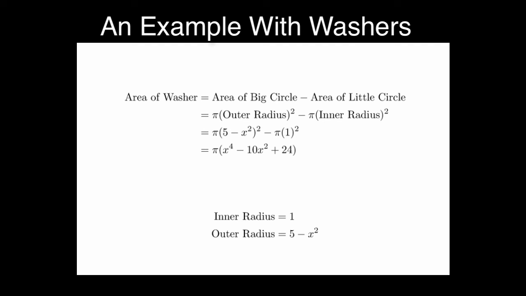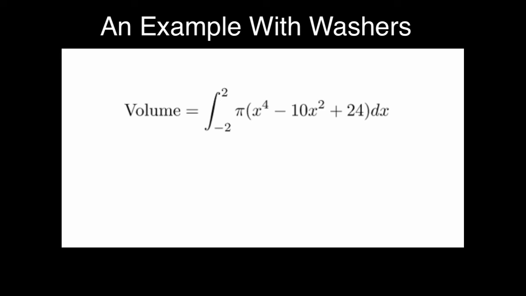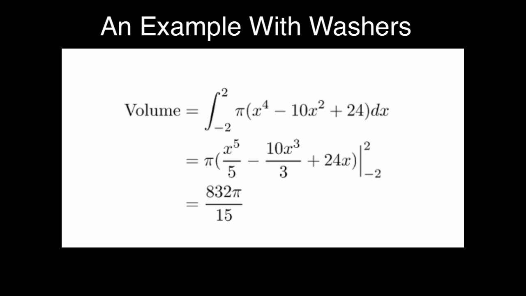Notice that the x values in which our region lives is negative 2 to 2. And so, our volume will be the integral from minus 2 to 2 of pi times (x to the 4th minus 10x squared plus 24). Computing this integral, you get 832 pi over 15.